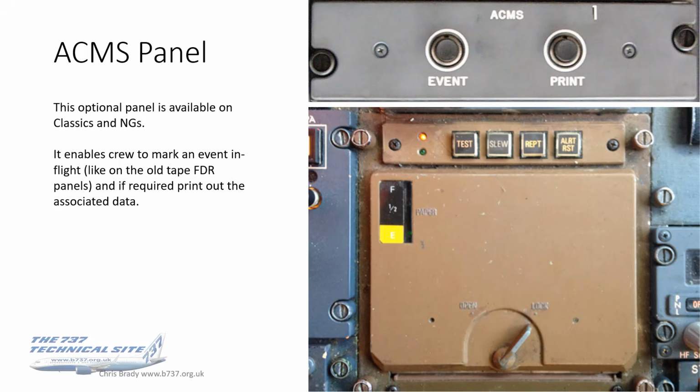The ACMS panel, if fitted, and I haven't seen very many of these fitted, but if you are, it's dead simple. It's got an event button and a print button, and the event button's just the same as the old tape FDR panels. You press that if you think something significant's happened that a department may need to know about, and if you want to see what it was, you press the print button and out it comes from the printer. That's that.